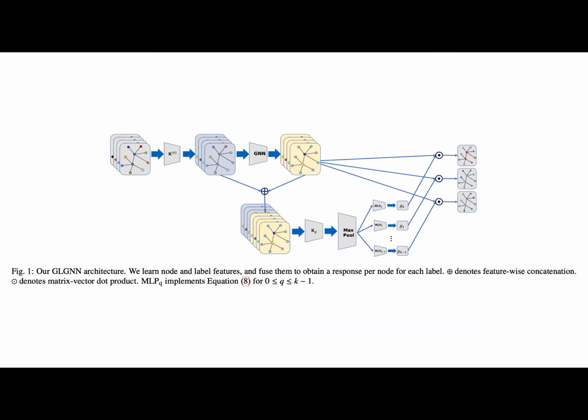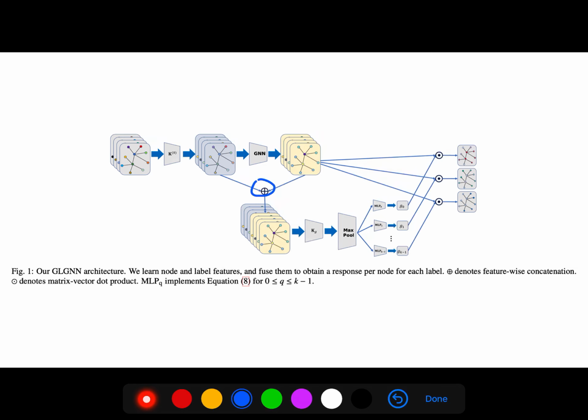So this is the architecture. We learn node and label features, fuse them to obtain a response per node for each label. And this is just a feature-wise concatenation. But these dots are matrix vector dot products. And here after max pool, we give it to different MLPs to have different representations.